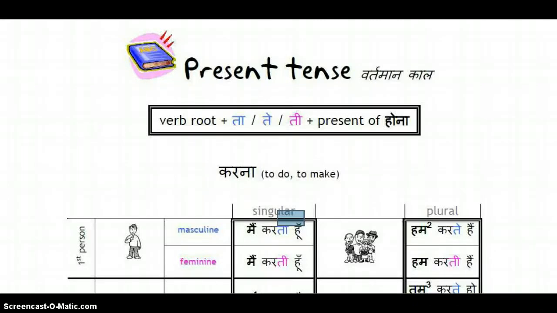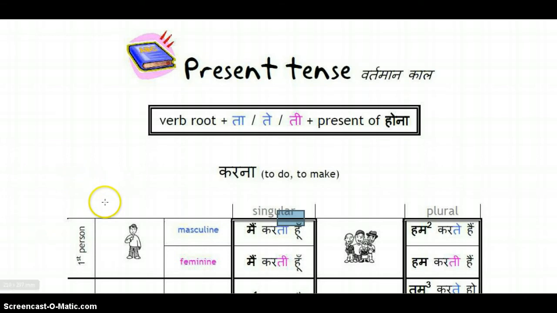I want to teach you today about the present tense, which is called Vartaman Kal in Hindi. It's very easy to conjugate verbs in Hindi because you just need to learn the conjugation of the verb to be, hona, and everything else is quite easy to remember even if you don't learn all the conjugations by heart.